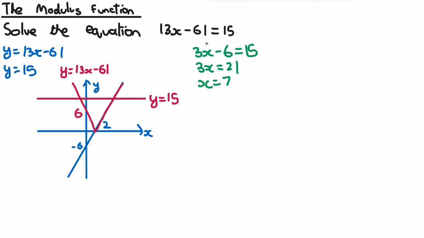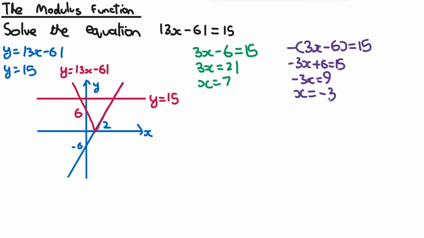Now let's consider when this expression inside the modulus is negative, because normally when this is negative it will equal minus 15, but because we have this modulus it will equal 15 instead. So this is going to be minus of the expression 3x minus 6, and this is equal to 15. Expand the brackets to get minus 3x plus 6 is equal to 15, so minus 3x is equal to 9, and divide both sides by minus 3 to get x is equal to minus 3. And these are the two solutions, when x is equal to 7 and when x is equal to minus 3.